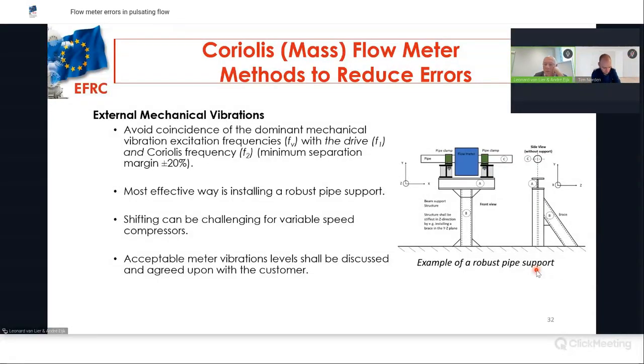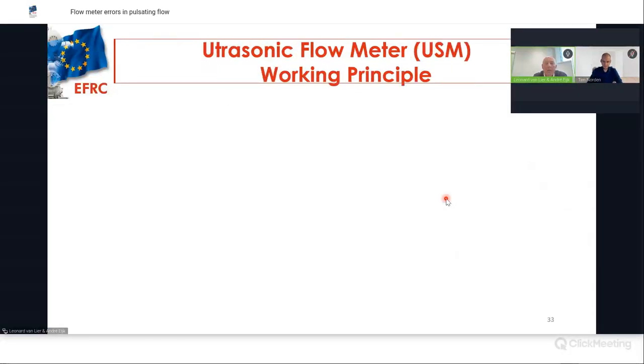And that can be achieved in a very easy way by the installation of very robust pipe support, which supports the pipe in which the flow meter is mounted. And you see here the brace, which is also very, very effective. And again, the shifting can also be challenging for variable speed compressors. And due to the fact that you don't know what acceptable is, you shall discuss with the customer what the acceptable vibration levels at the meter shall be, which is not an easy task, by the way.